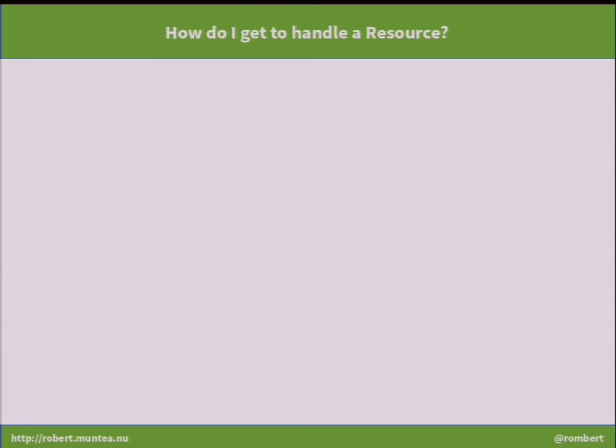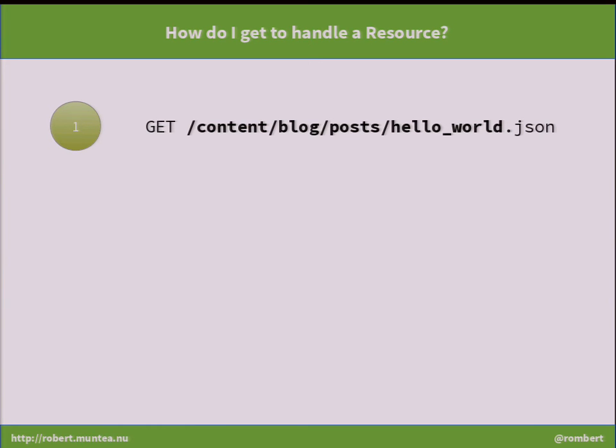Okay, so let's follow a bit through a GET request, an HTTP request, and see how we get to writing some code in Sling. So that's a GET request fired off from a client, asks for JSON. The bolded part is the actual resource that we're going to serve.